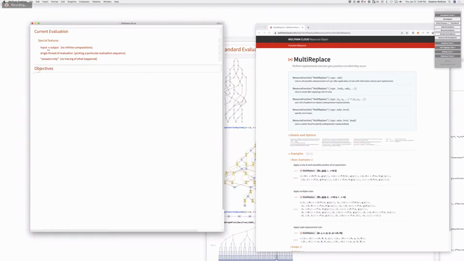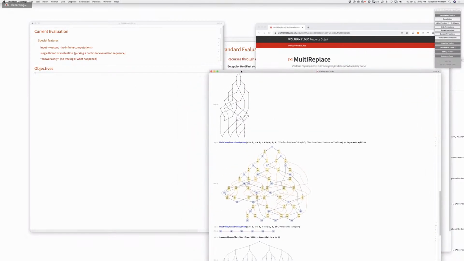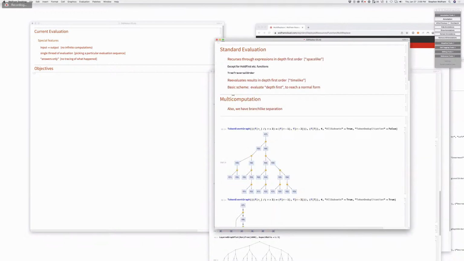So the objectives are to deal with multiple threads of evaluation. That's the whole multi-way system idea. To deal with computations that might be infinite, where we're sampling things from the infinite computation, and also things where we trace more about what happens than we do now. For example, where we have causal information about what had an effect on what. And the goal is to have a small number of functions that can support all of this. We've looked at this a little bit before.